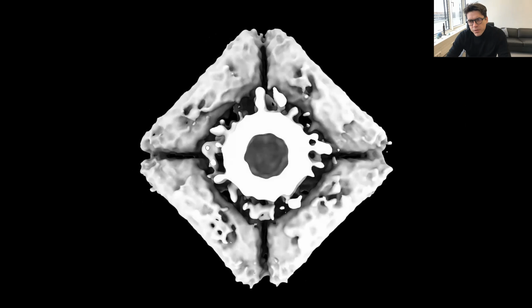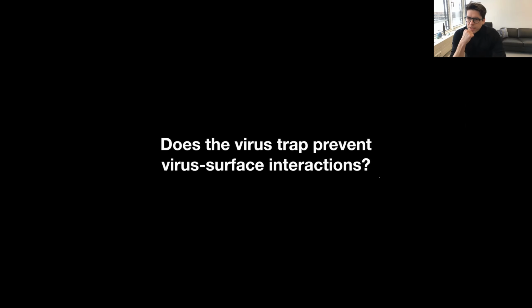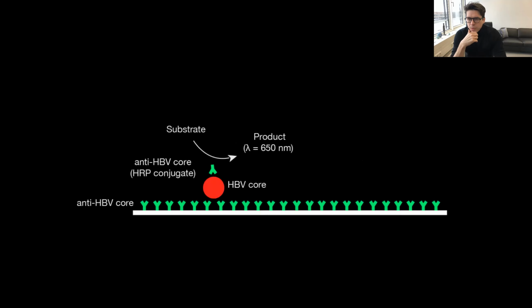And how is it held there in the middle? It's a little bit hard to see in the EM map, but there's density in between the virus and the DNA walls, and these are the antibodies which are being used to trap the virus. So just trapping these viruses in these shells actually prevents the viruses from undergoing virus surface interactions. We did various types of experiments to study this.